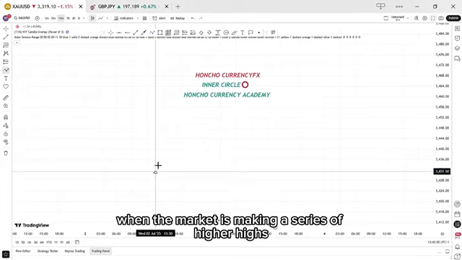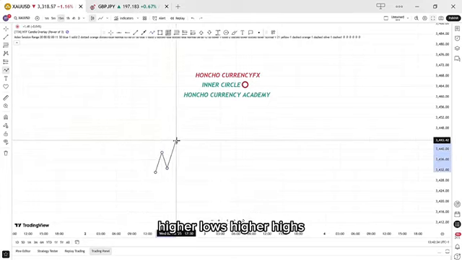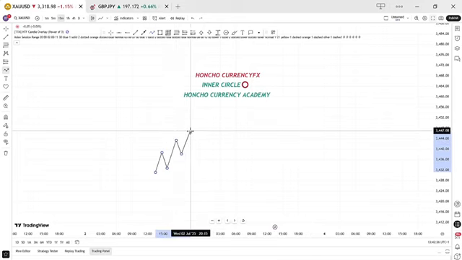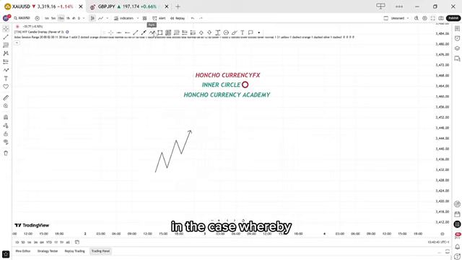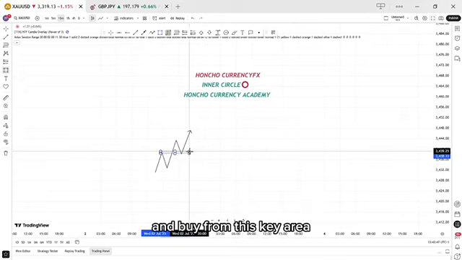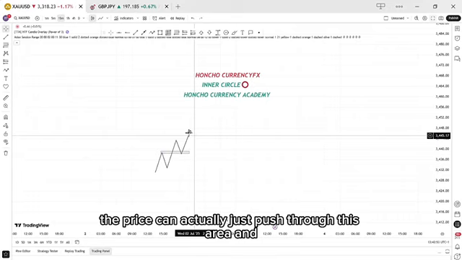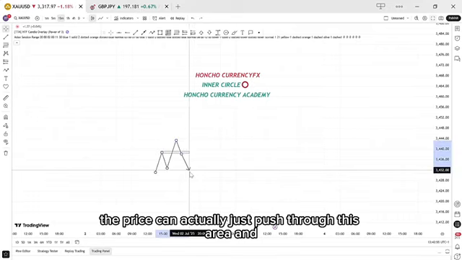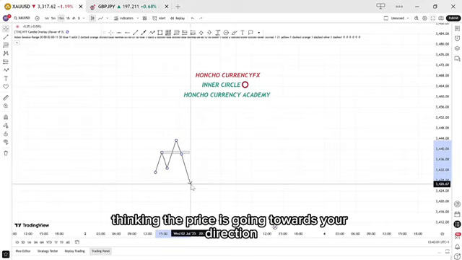When the market is making a series of higher highs, higher lows, higher highs, higher lows, higher highs, this is the market structure. This is how the market moves. You understand? So in the case whereby we are waiting for price to retest into this key area and buy from this key area, the price can actually just push through this area and move in the opposite direction without you noticing, thinking the price is going towards your direction.